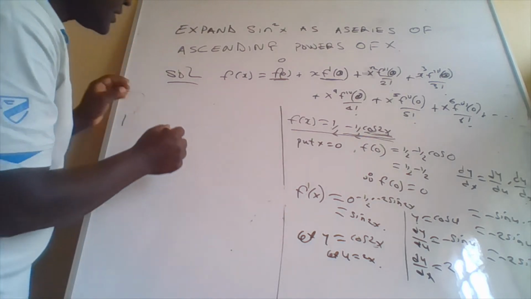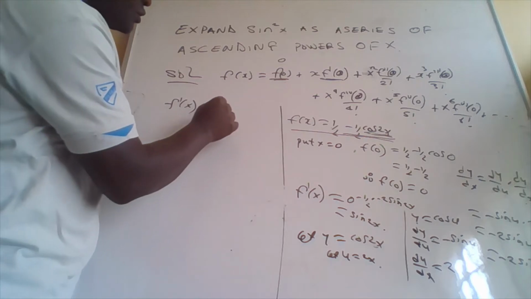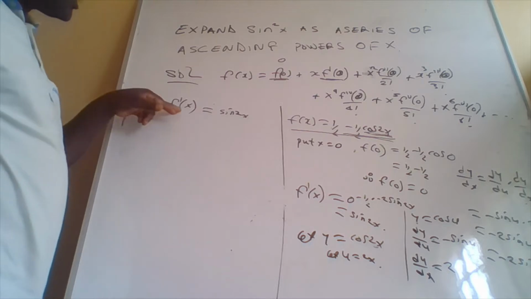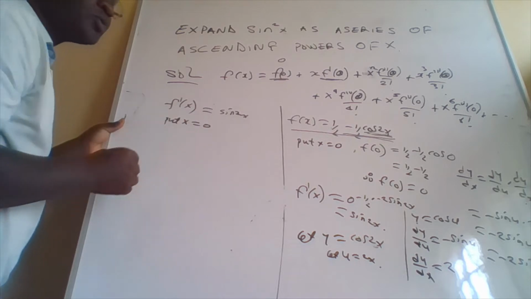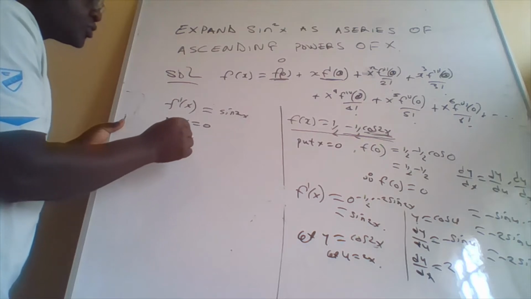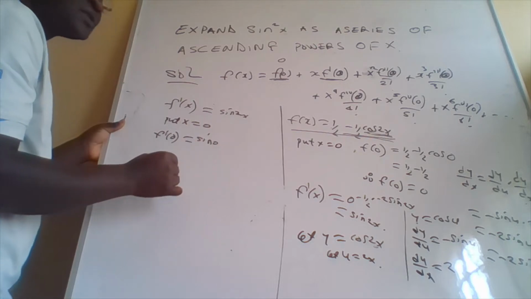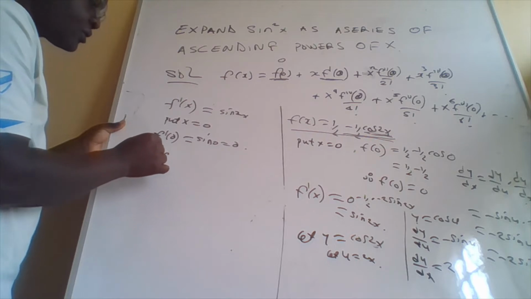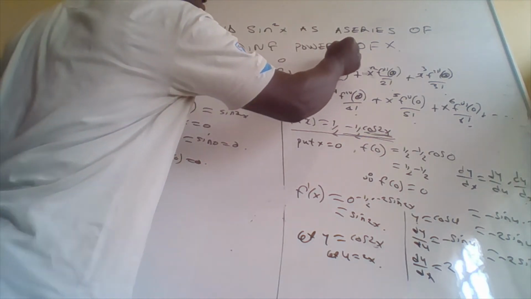So we are saying that f'(x) will be equal to sine 2x. Once we get this, we now put x equals 0. Therefore, our f'(0) will be equal to sine of 0 times 2, which is sine 0, which equals 0. So we are saying f'(0) equals 0.